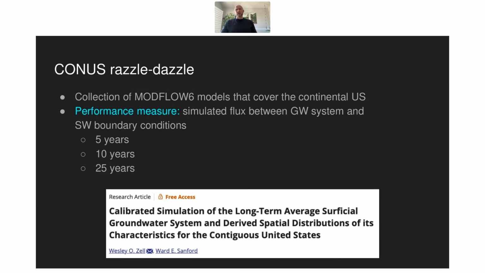So the USGS has a collection of MODFLOW 6 models that cover all of the US. Joe and I realized, well, why don't we just make a capture map for all of the US? And so these models were originally developed by Wes Zell and Ward Sanford. They're freely available. They're consistently developed and calibrated. So it's a nice way to get to use these things.